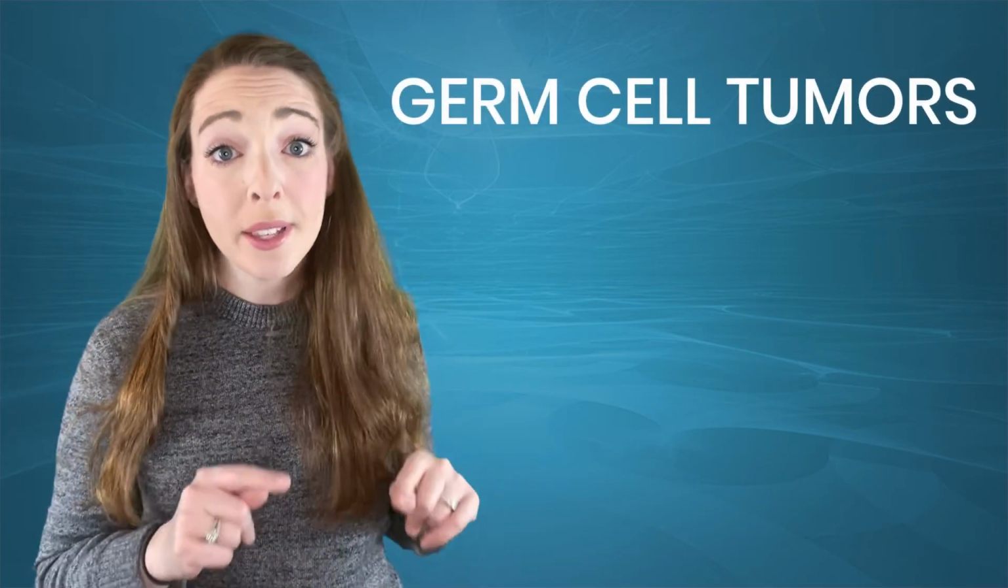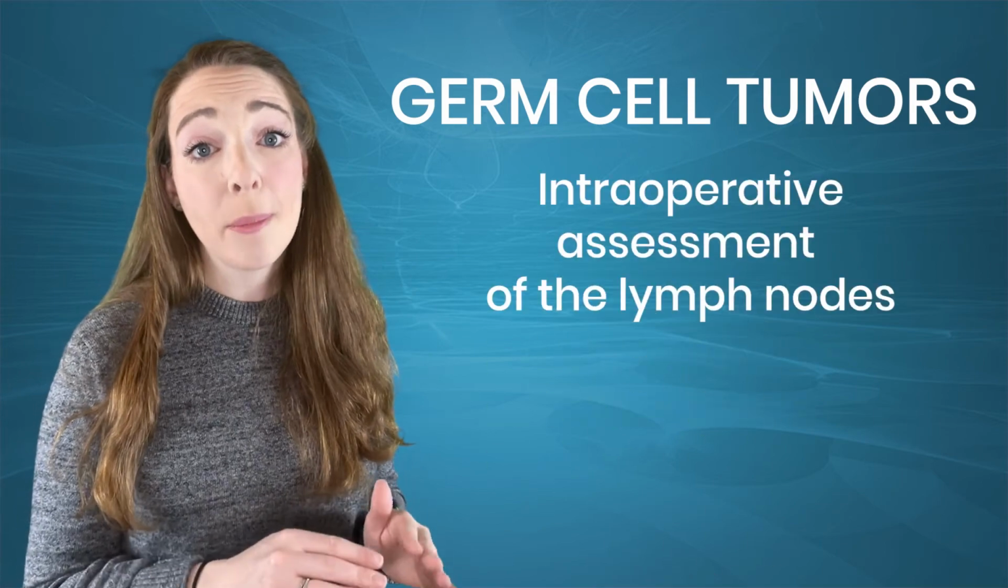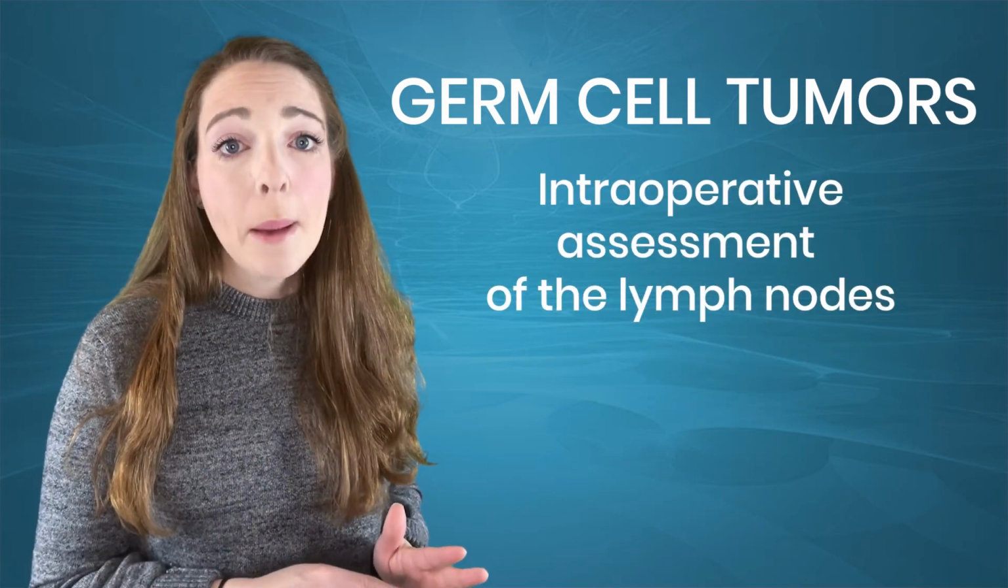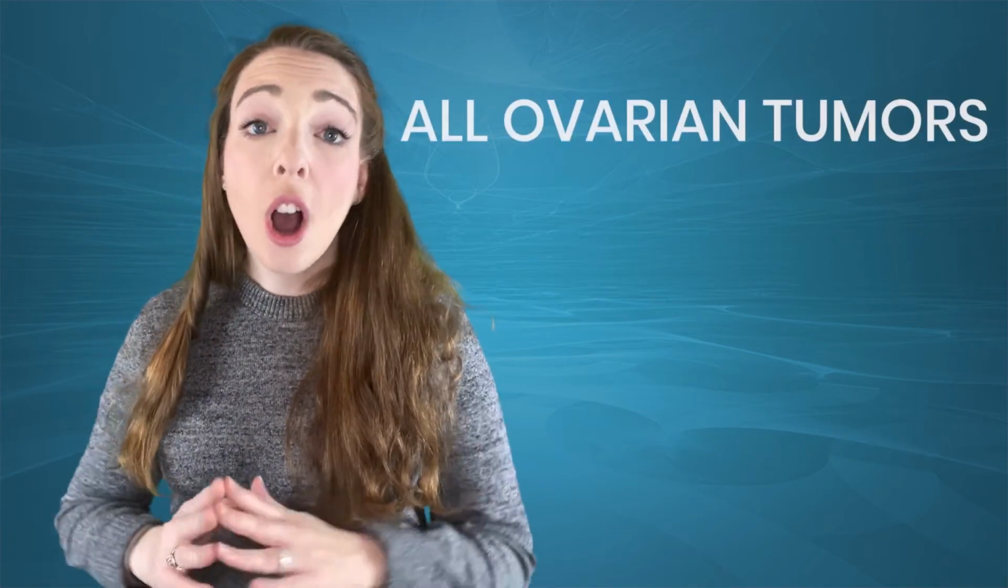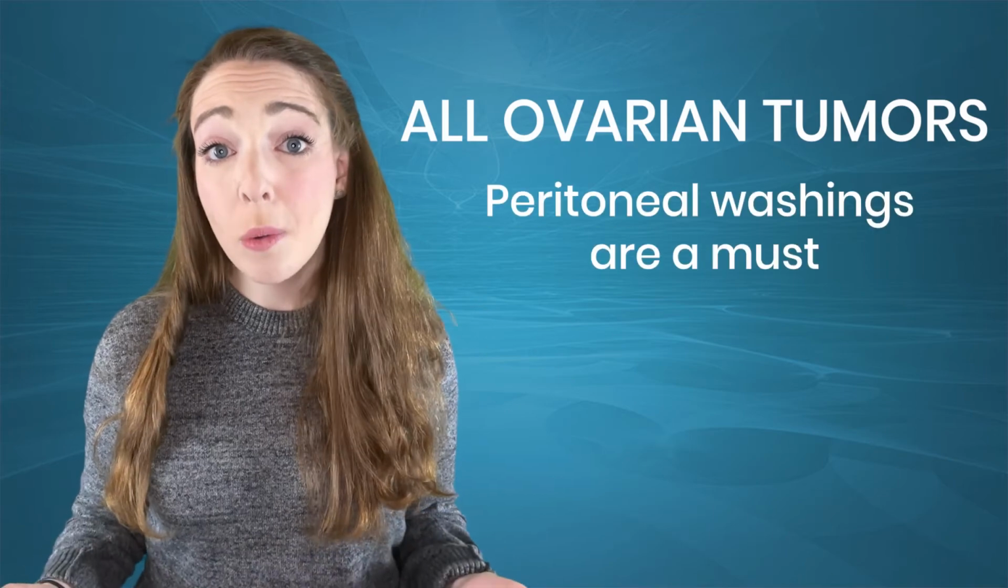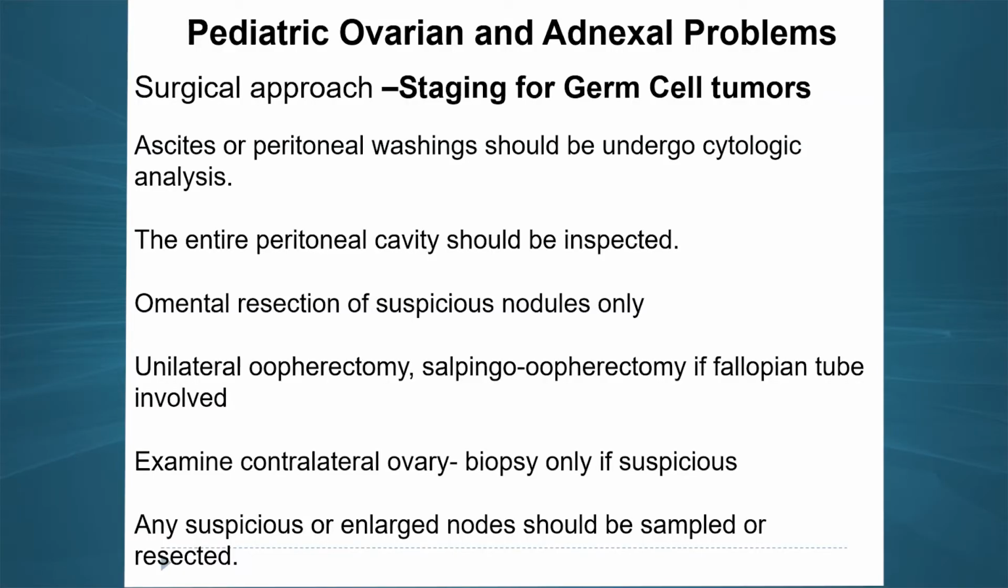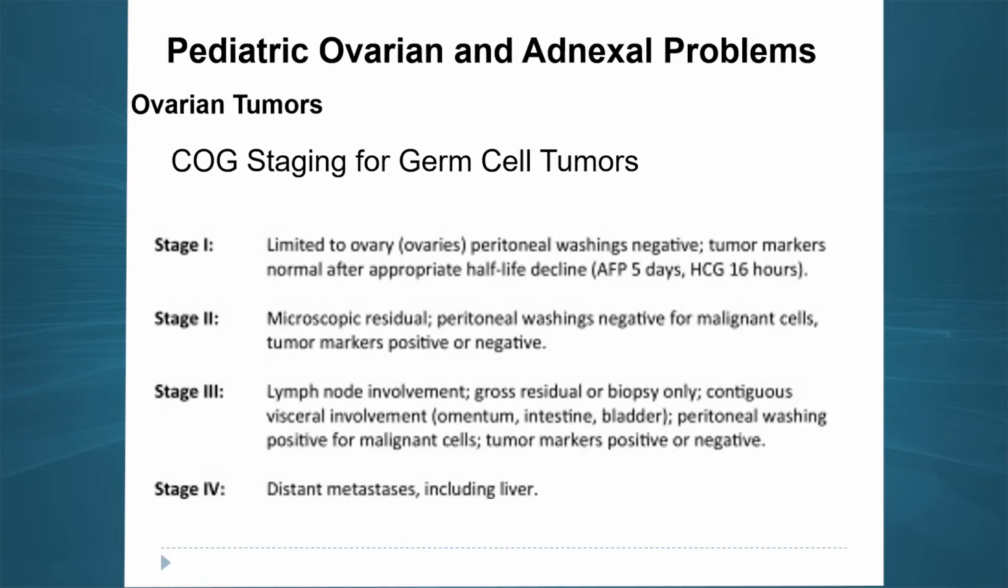Okay, so I just want to make sure that we're getting this right. So for germ cell tumors, we have to do an intraoperative assessment of the lymph nodes, but we only remove those that are abnormal. And an omental resection, it's not really required, but for all ovarian tumors, peritoneal washings are a must. So when we talk about just staging for germ cell tumors, this is kind of what Chris just talked about, that you want to make sure that this is what you do for any tumor that you think is a germ cell, okay?